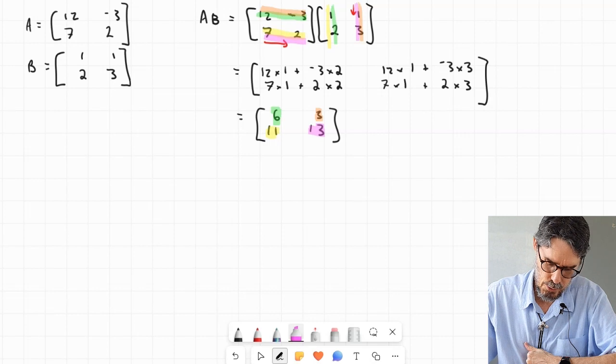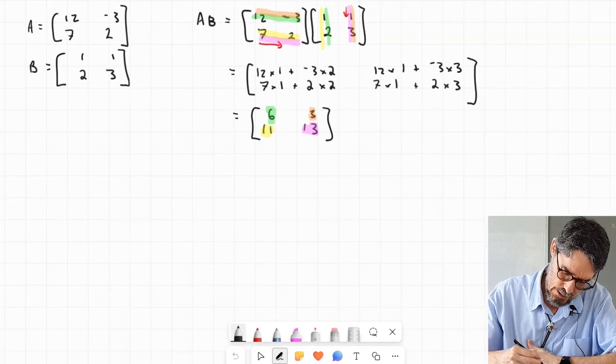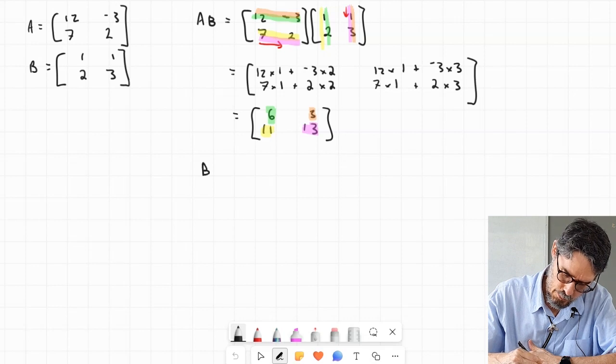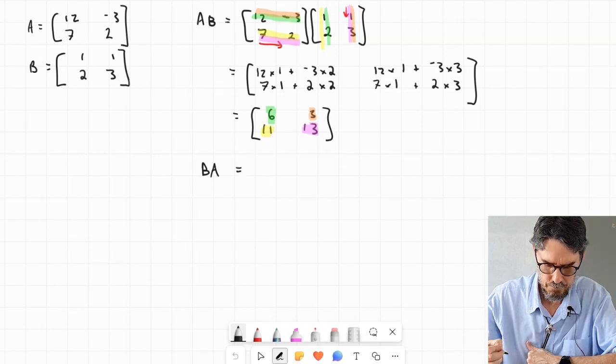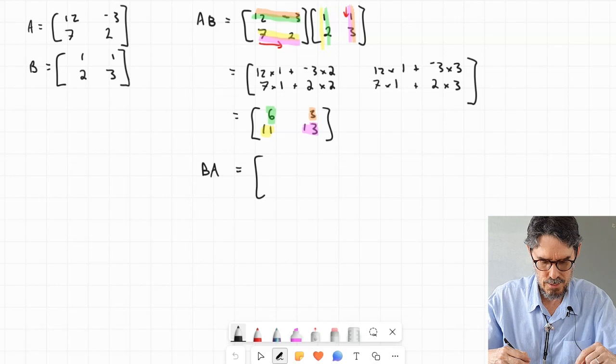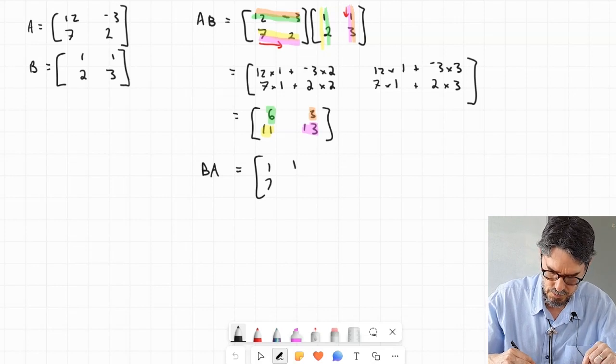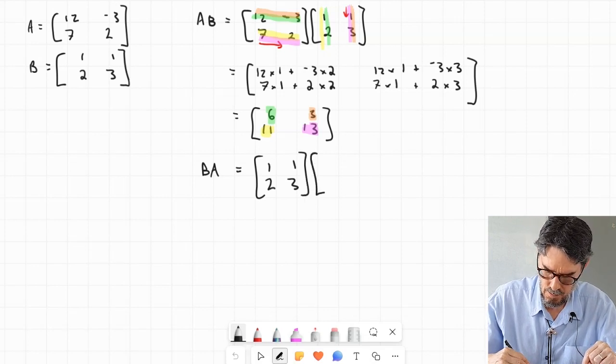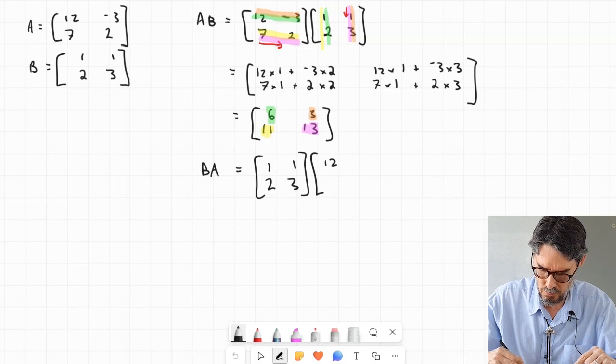Okay, let's try something slightly different. Let's investigate whether matrix multiplication is commutative. What's BA? Well, let's write the two matrices out. 1, 1, 2, 3 times A, which is 12, negative 3, 7, 2.